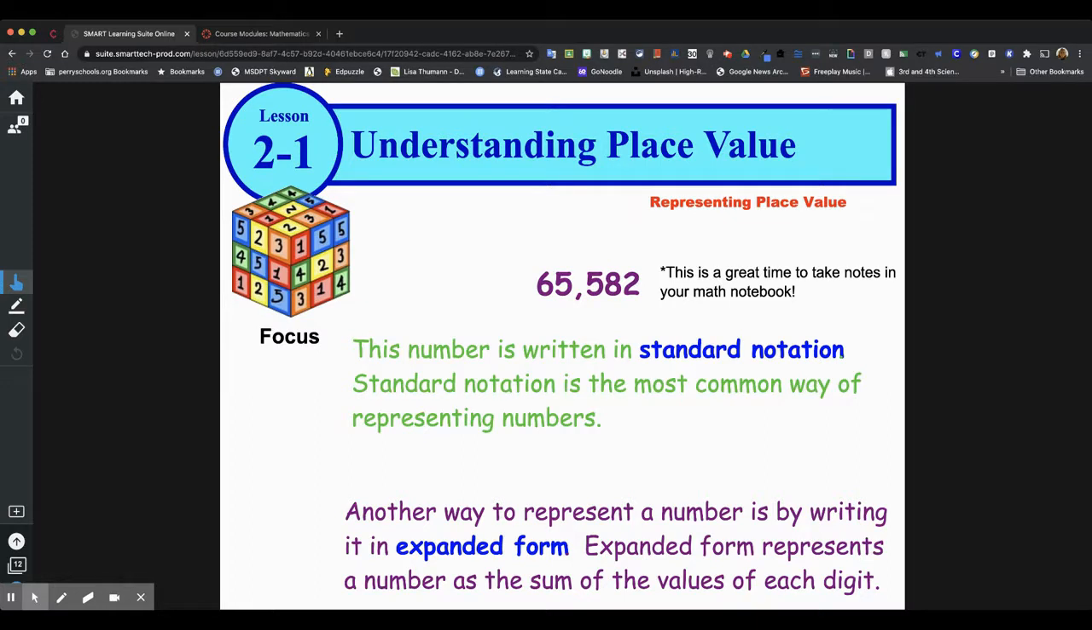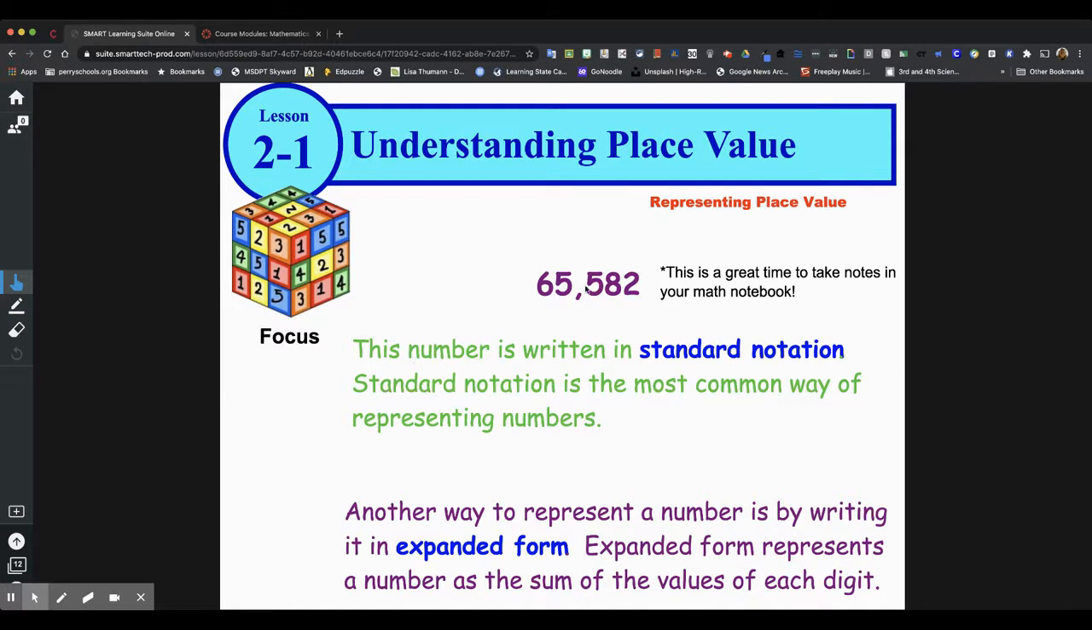This number is written in standard notation. Standard notation is the most common way that we represent our numbers. We represent them with digits, commas, decimals, okay? So this is just a standard notation number. Another way to represent a number, though, is by writing it in expanded form. Expanded form represents numbers as the sums of values of each digit.